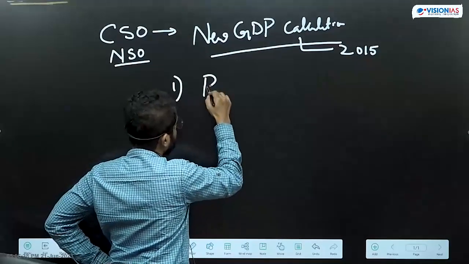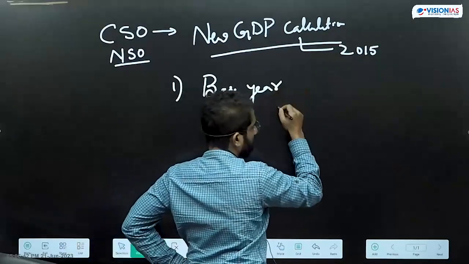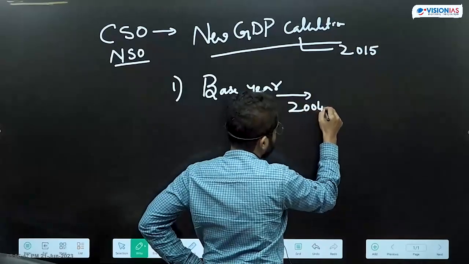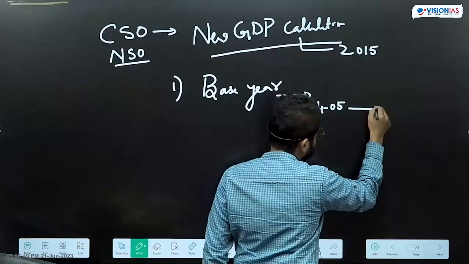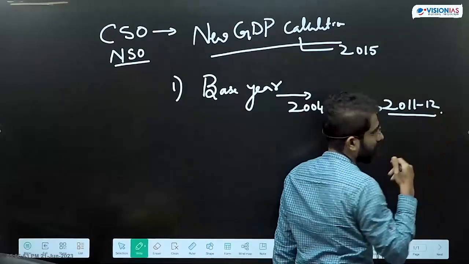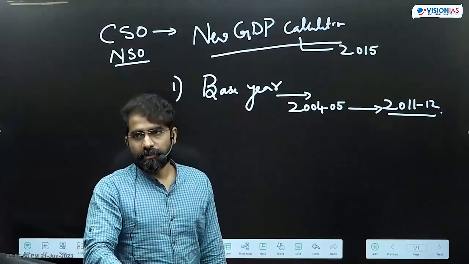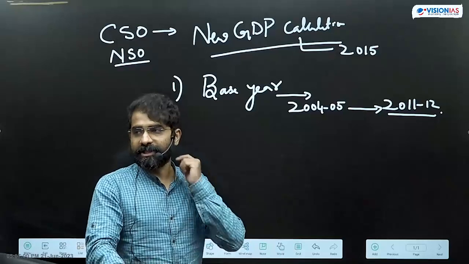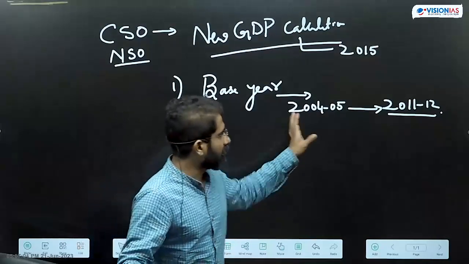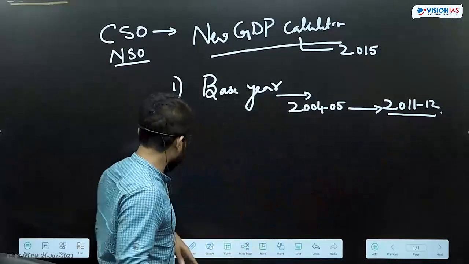change with respect to base year. So earlier the base year was 2004-5. Now they've changed it to 2011-12. Base year is the reference year for making comparison, isn't it? So earlier real GDP was calculated at 2004-5 prices. Now real GDP will be calculated at 2011-12 prices. That is one change.